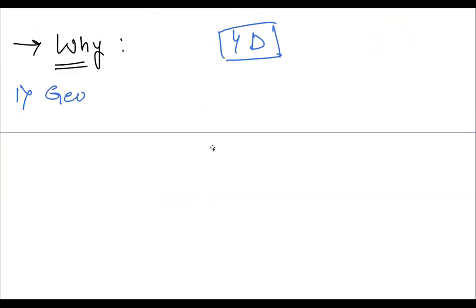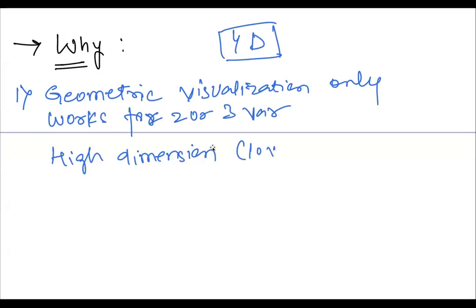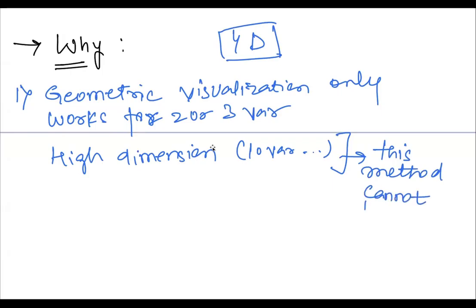So what I'll write is: geometric visualization only works for two or three variables. But for higher dimensions, let's say 10 variables or more, this method cannot be visualized.